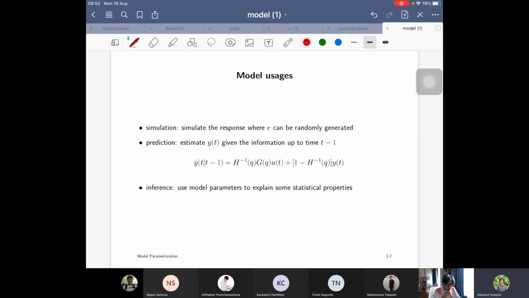Let me briefly mention why we need a model after all the process of system identification. How are we going to use the model? There can be three purposes. One is for simulation, second one is for prediction, and the third one is for inference. For the simulation purpose, we use the model to imitate the characteristic of the real physical system.